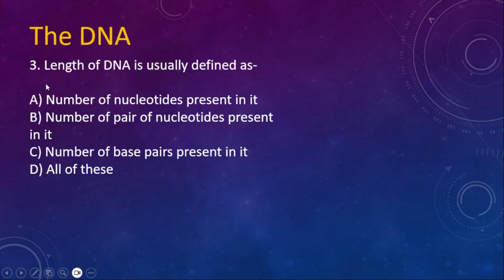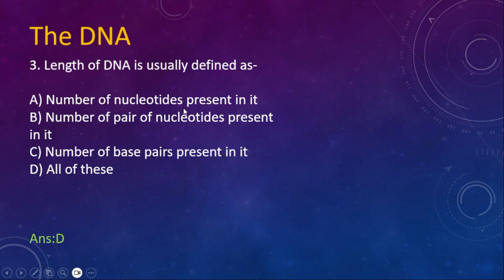Third question, the length of the DNA is usually defined as, A, number of nucleotides present in it, B, number of pairs of nucleotide present in it, C, number of base pairs present in it, and D, all of this. So here the right option is D, all of this.